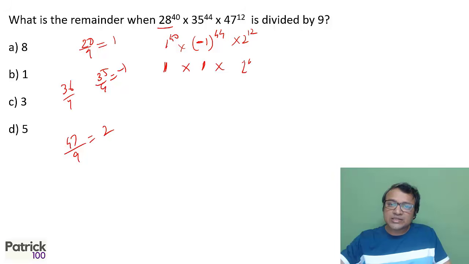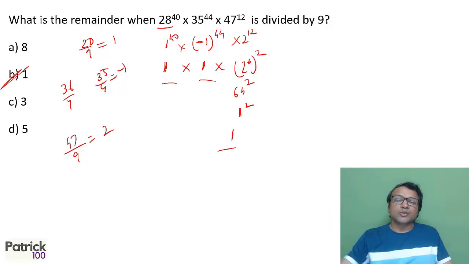64, 2 raised to 6. 2 raised to 6 is 64. 64 if you divide by 9 gives you remainder 1. So remainder 1. So 1 into 1 into 1, the remainder will be 1. B option.